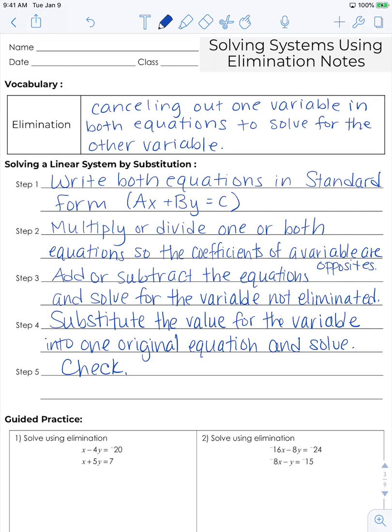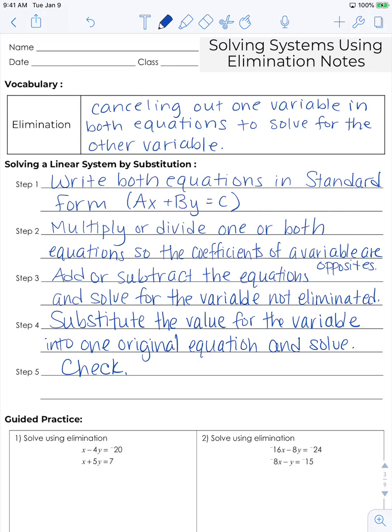Solving systems using elimination. If you do not already have this vocabulary word and these steps written down, go ahead and pause this video, copy everything, and then push play when you're ready. So elimination is simply canceling out one variable in both equations to solve for the other variable.